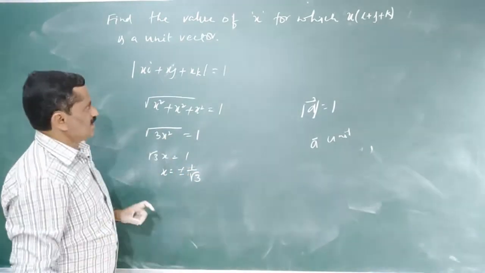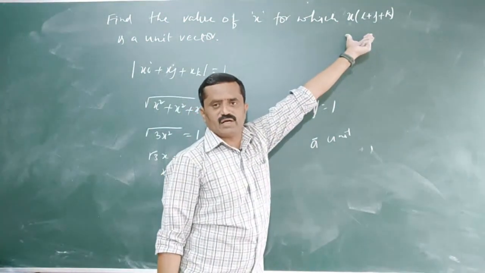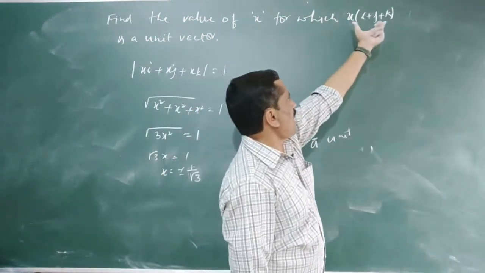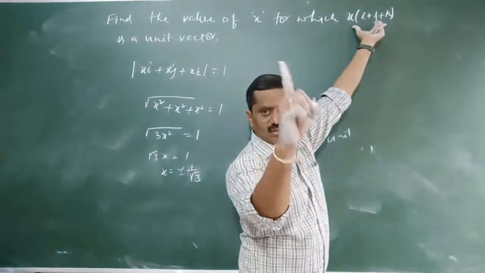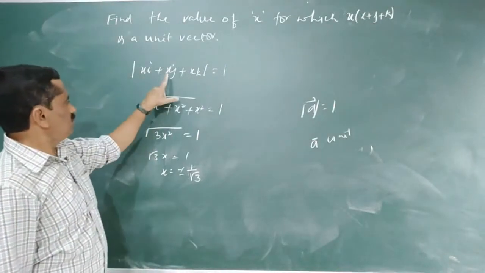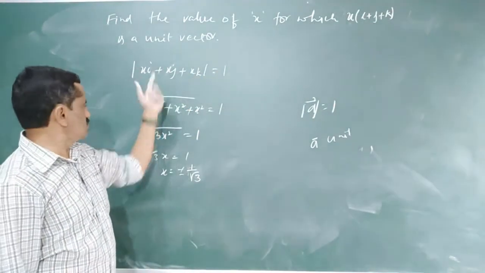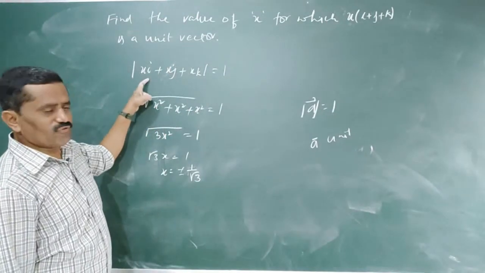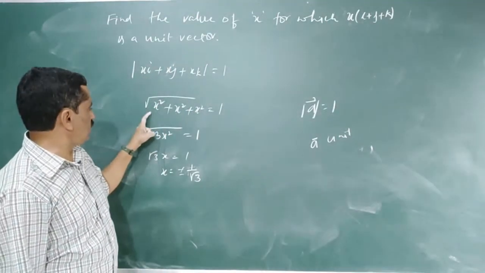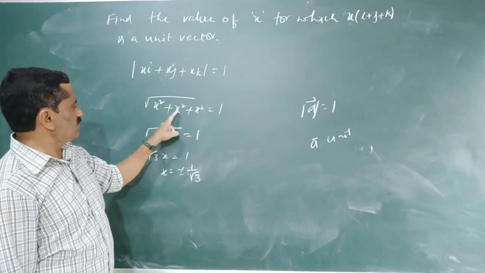Children, remember that the given vector is a unit vector, so that means the magnitude of this vector must be equal to 1. So therefore the magnitude of xi plus xj plus xk is equal to 1. So we know how to find the magnitude of a vector: the square root of x squared plus, here, y squared, what is the y value?